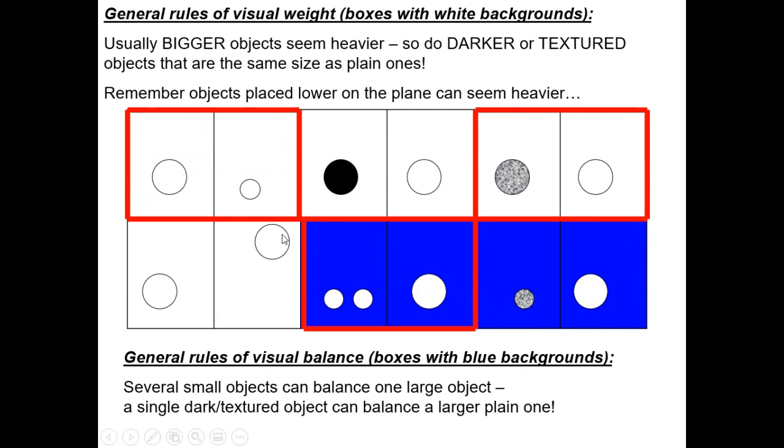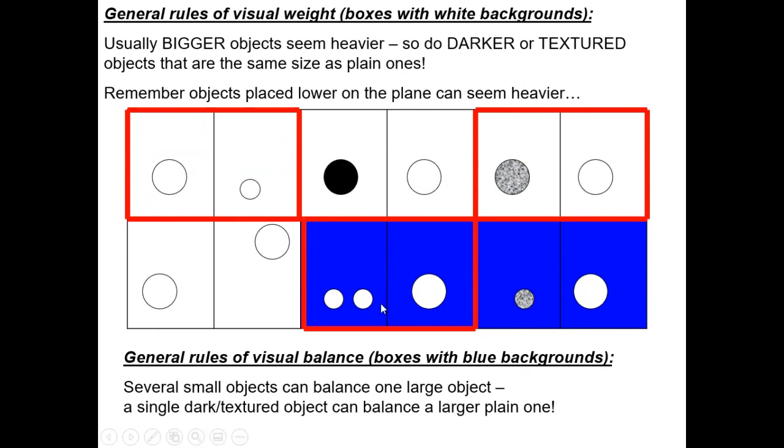Same shape, same size, depending on where it's placed in a picture plane, can create the illusion of weight. Something that is lower in the picture plane is always going to seem heavier to us because of the experience we have of gravity, and something placed higher in the picture plane is going to feel as if it's floating or even is further away from us.